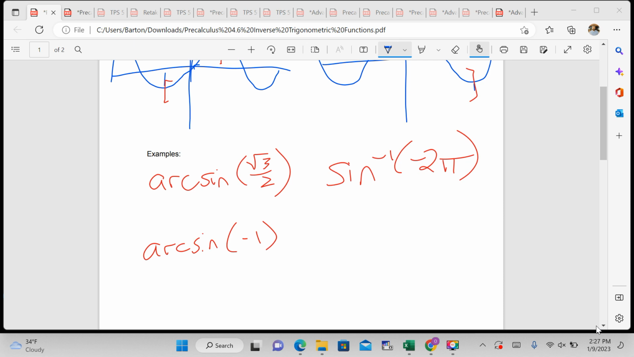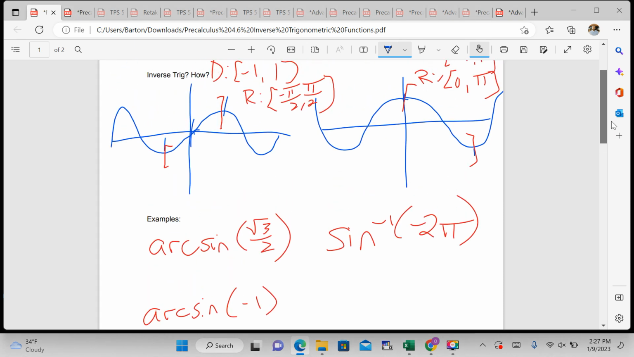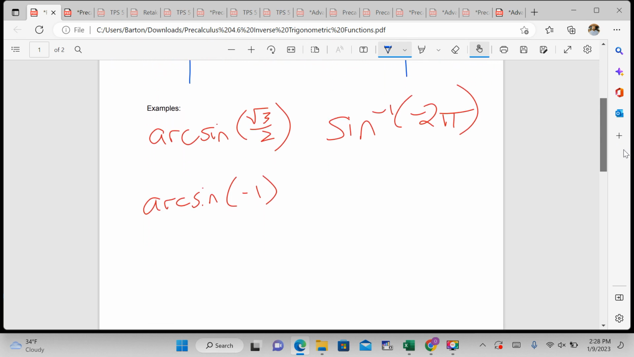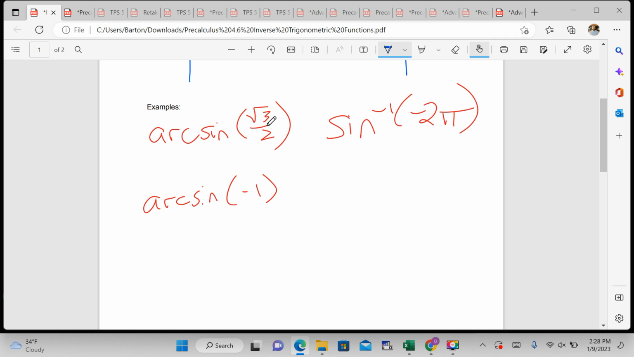If you see arc, it's just another way of writing inverse sine or inverse whatever trig function. So arc sine of √3/2. Look at your unit circle. Keep in mind, if you remember this graph, you're looking between -pi/2 and pi/2, so you're looking at the right two quadrants. Since we're dealing with sine, you're finding which y value is √3/2. You see it at pi/3. So your answer to that one is pi/3.